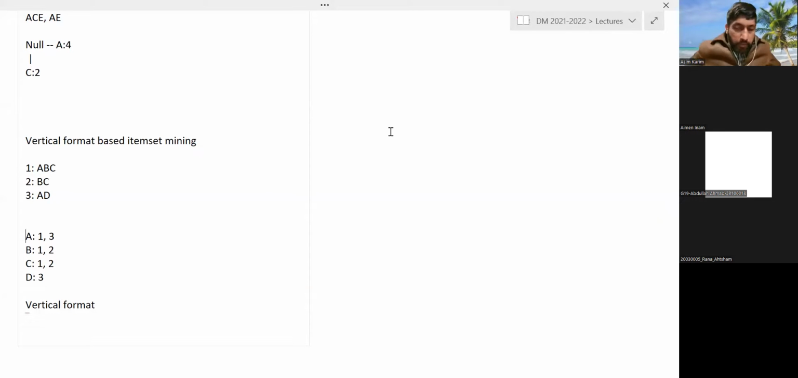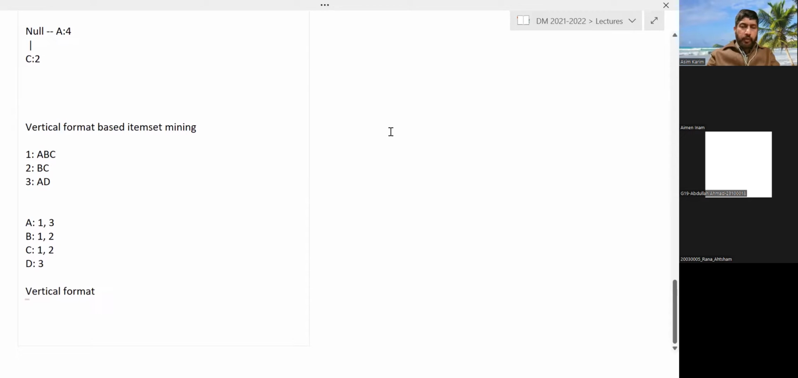So let's say you have this vertical format. What is now the count of the single item A? It's simply the number of transaction IDs that appear here, which is 2. Okay? A appears in 2 transactions. What about B? 1 and 2, right? That is also 2.